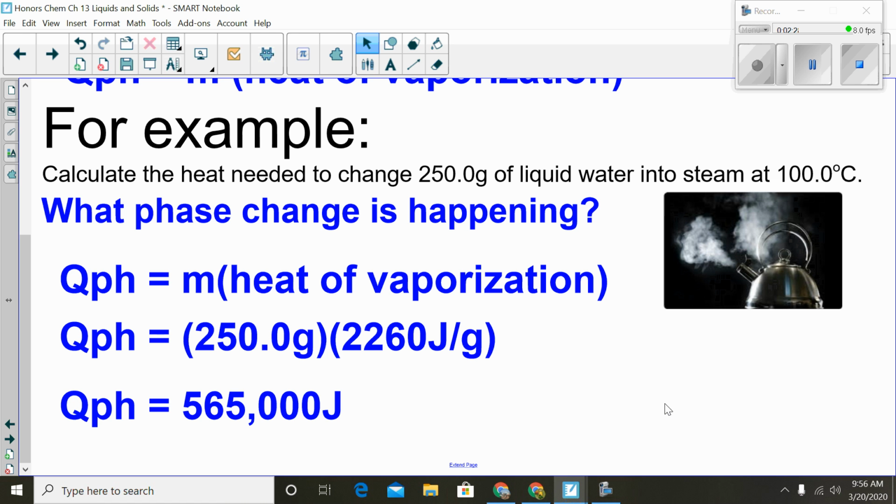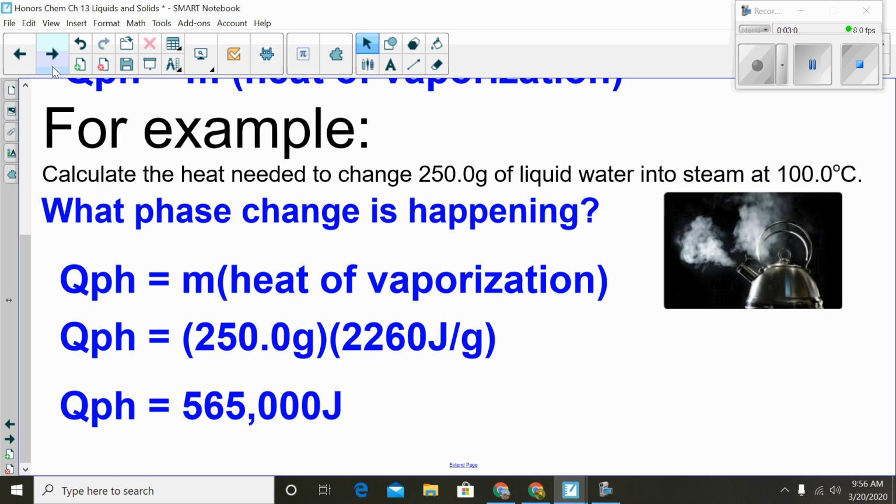And again, you're going to get a large value because Q is still heat, which is still energy, so it's large. So the answer is 565,000. Why is it just J? Because if you look up here, the g and the g cancel out. So it's joule. So I hope this makes sense. You are just multiplying mass, how much you have, by the heat energy it takes to make that phase change happen.